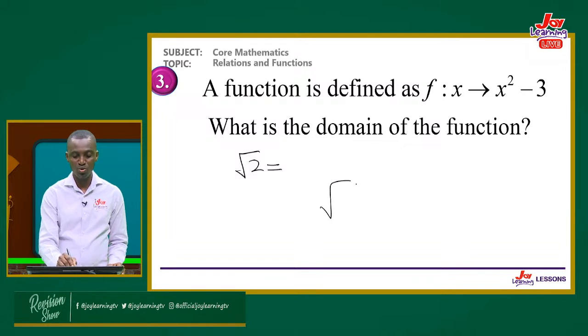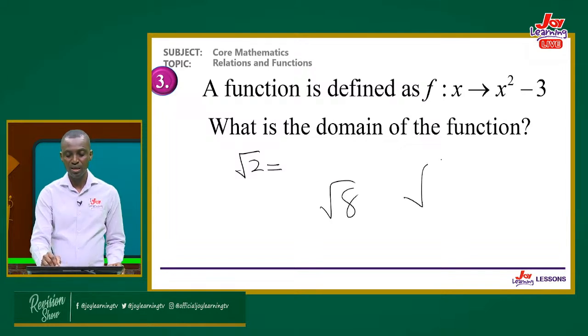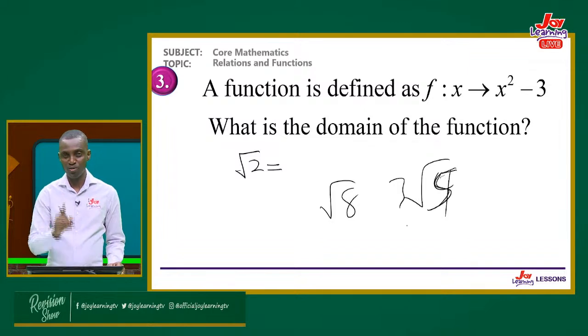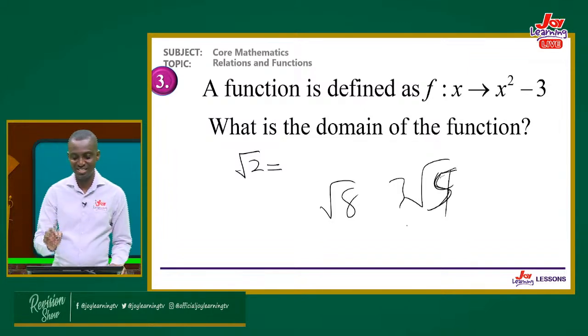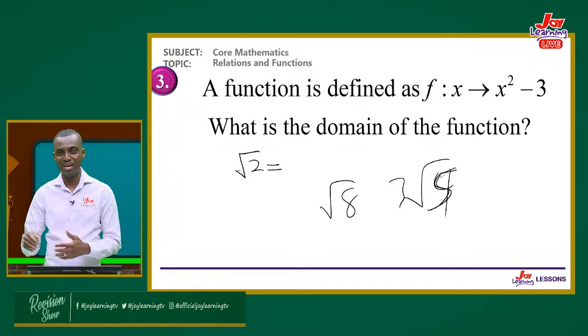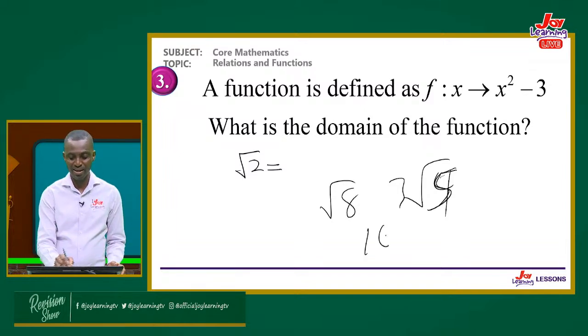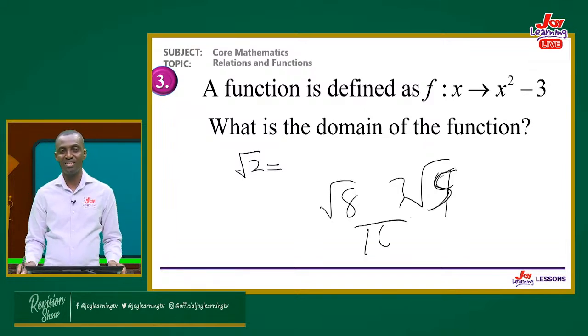Examples are root 2, root 8, 3 root 4, 3 root 5. Root 4 will not be an irrational number; it will be a rational number. So 3 root 5 is an irrational number. Pi, almighty pi, also is an irrational number. Right. So these are what you call irrational numbers.